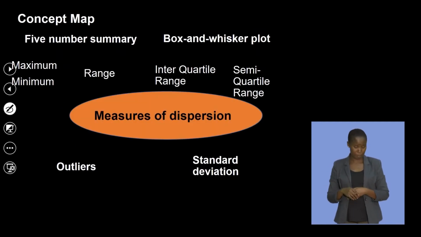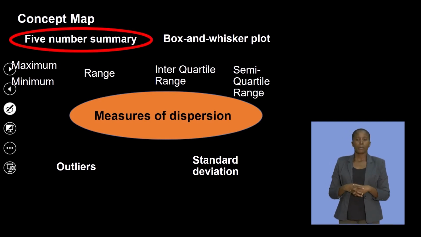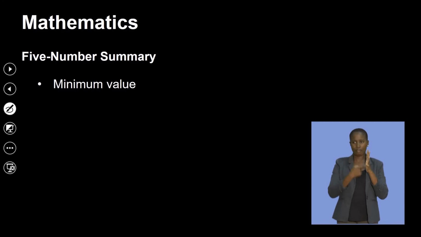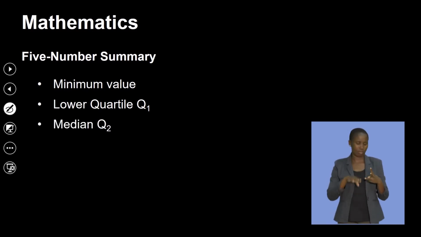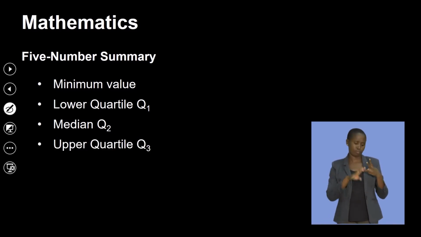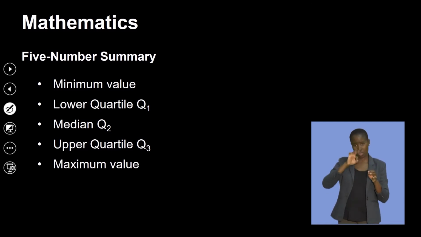So we looked at range. Let's look at the 5-number summary. You must know this by now: the minimum value, the lower quartile, which is Q1, the median, which is Q2, the upper quartile, which is Q3, and the maximum value. Those are the 5-number summary.